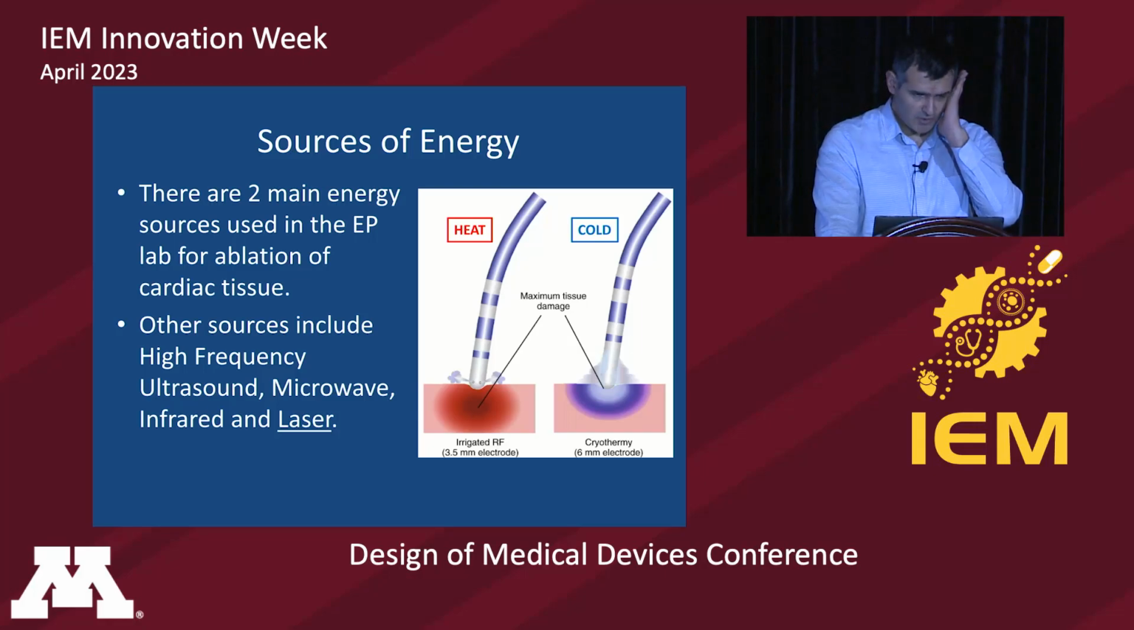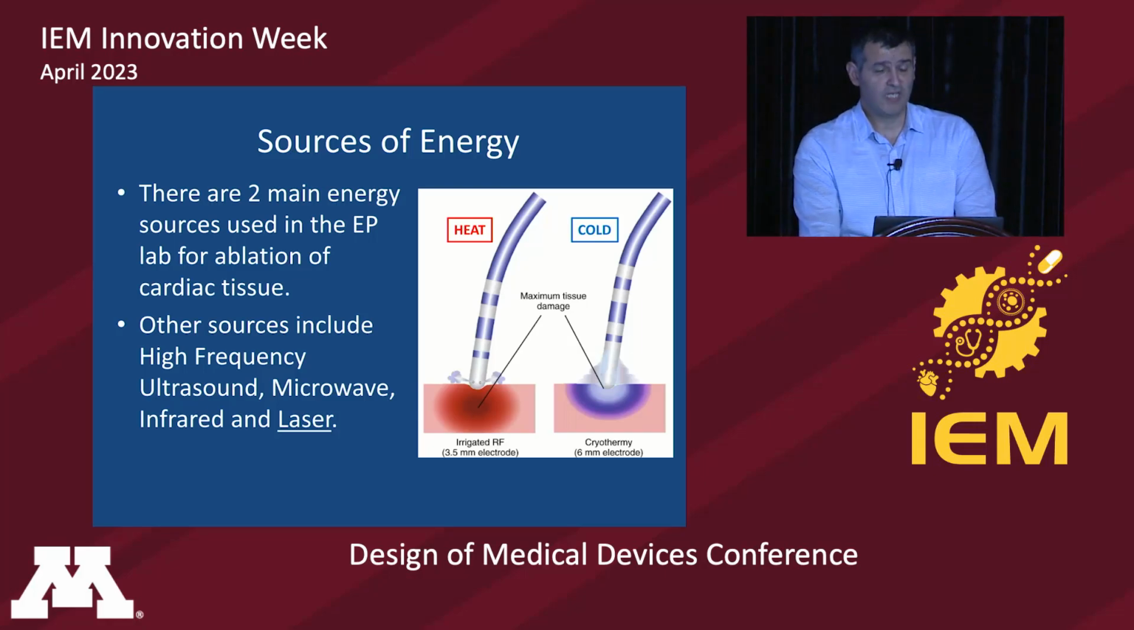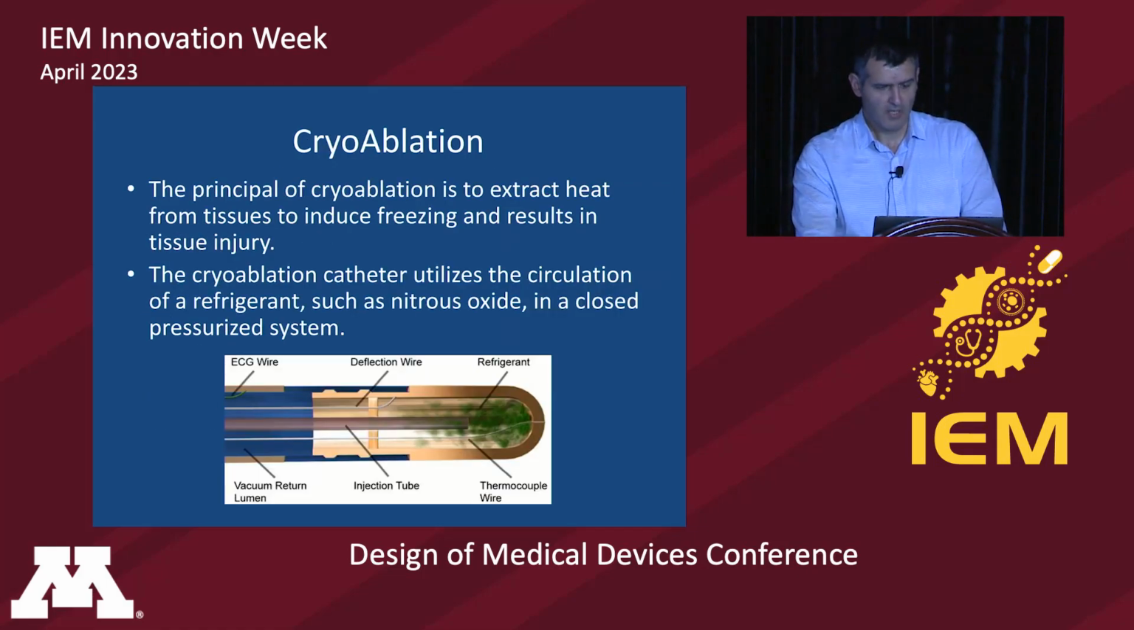The sources of energy we use are two main sources of energy in the EP lab. We use heat and cold. There are other sources that I can talk about too, but those are the two main prevalent ones. The heat obviously is RF, and then the cold, we call it cryoablation. The principle for cryoablation is to extract heat from tissues to induce freezing enough to injure the tissue.